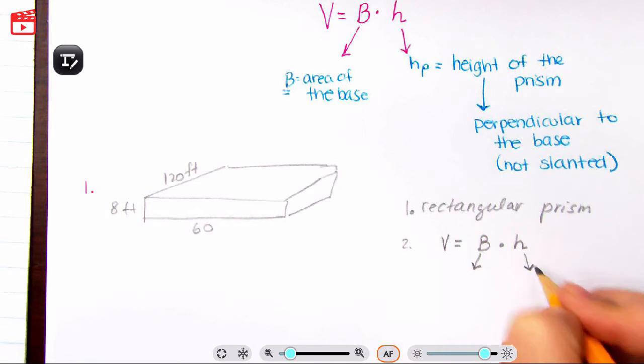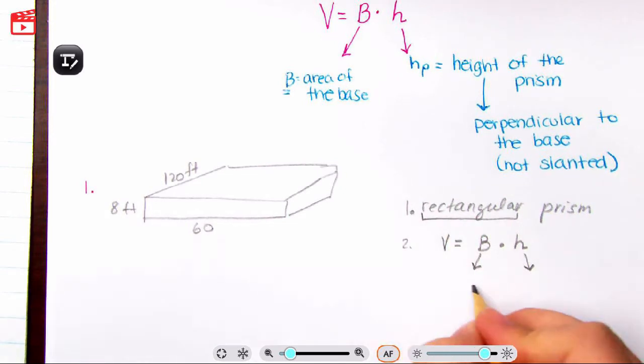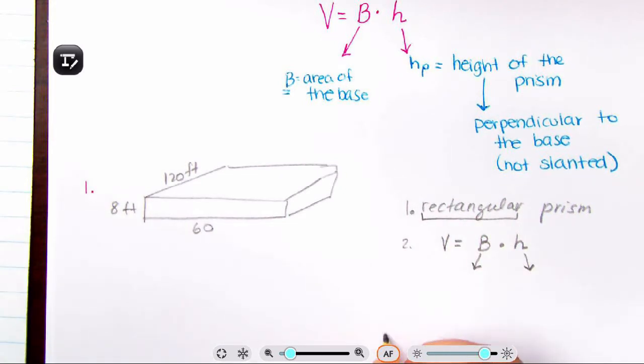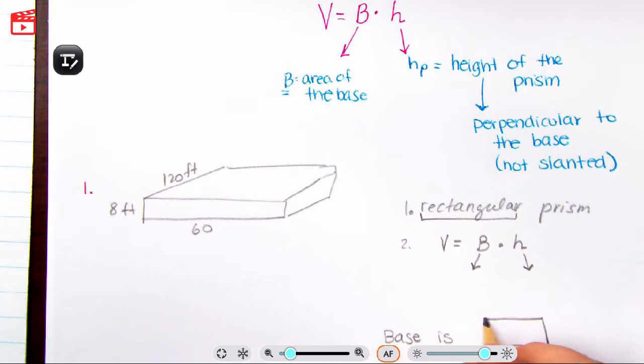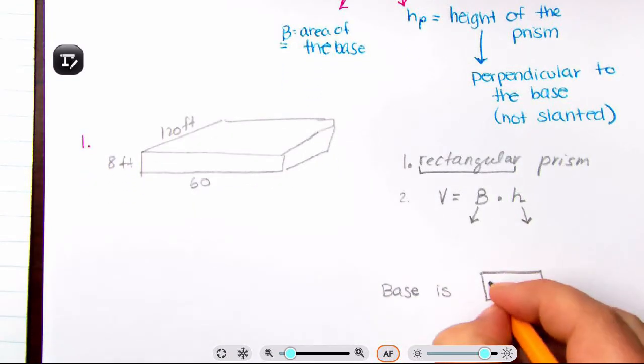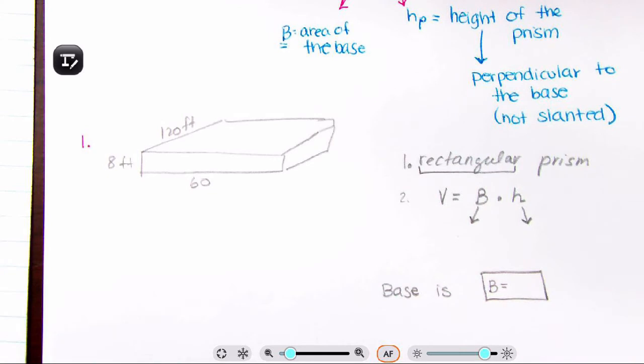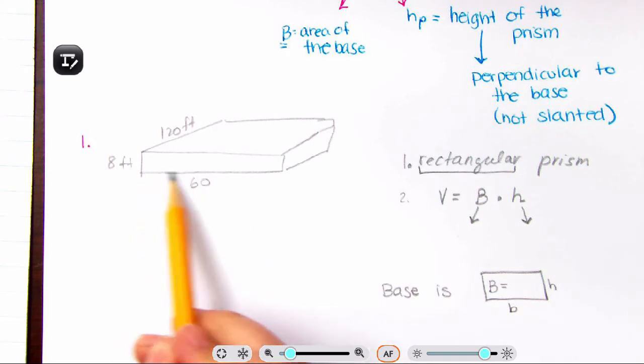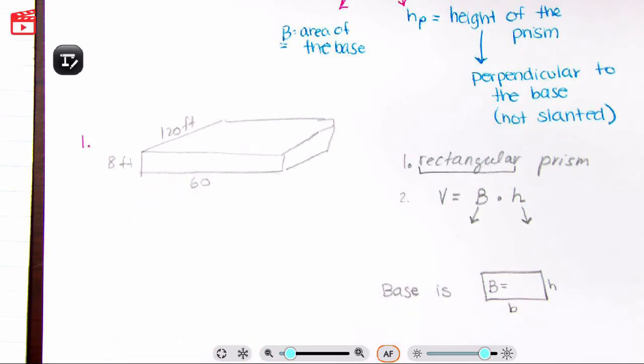Okay, so what is the base? The base is a rectangle. This is the base. So how do we calculate the area of the base? Well, here we have lowercase b, base times height, for a standard rectangle. So what is the base of it? And the base of it is 60. What is the height?